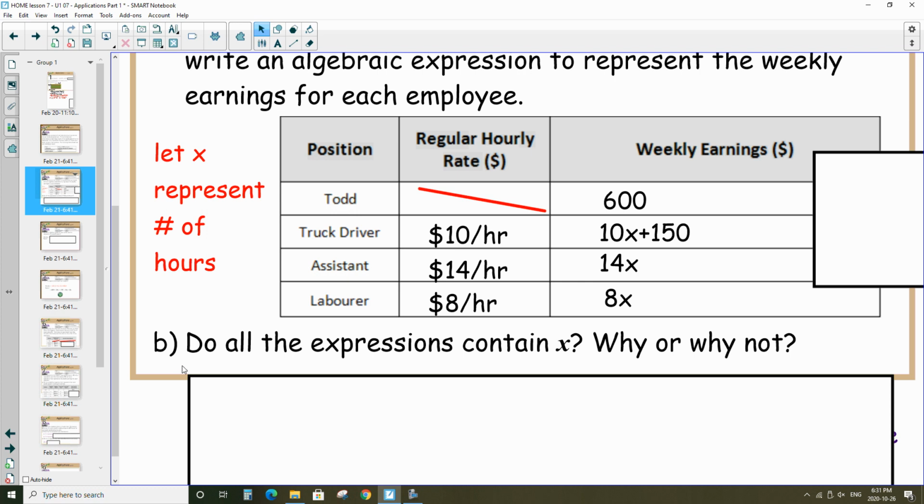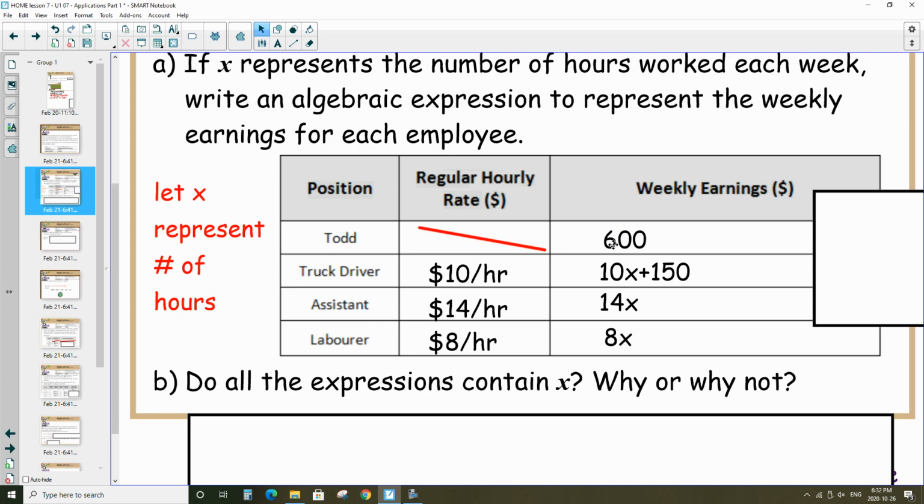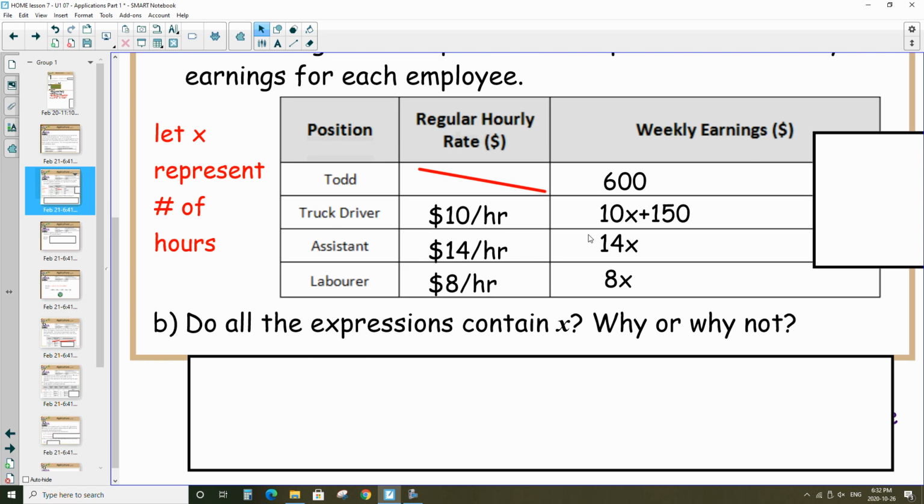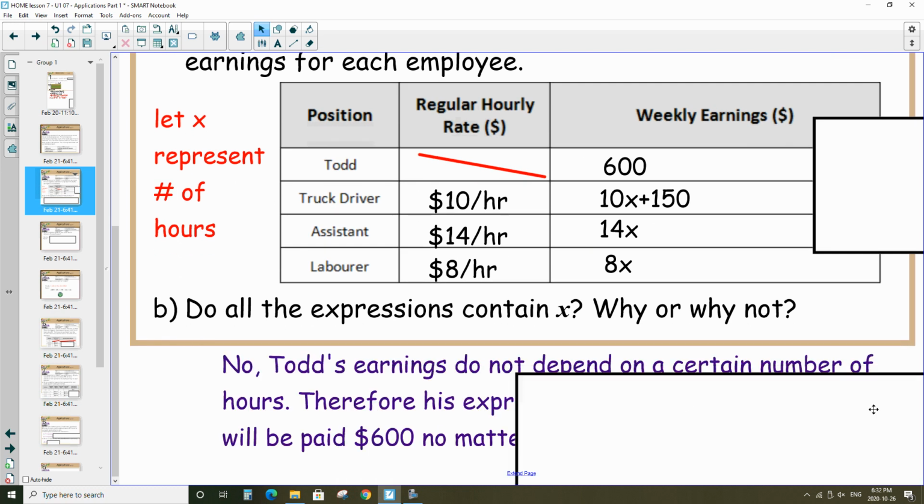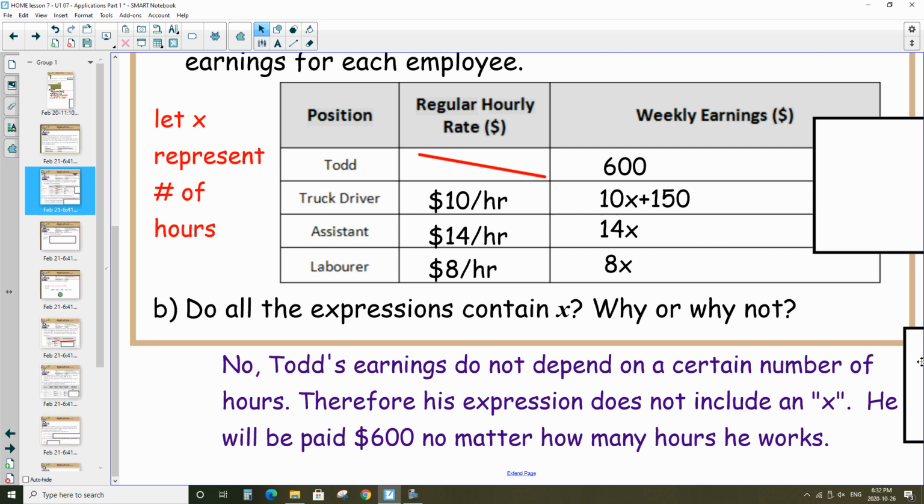B part said, do all the expressions contain X, or not? So you can see the last three contain an X, but the first one doesn't. The reason for that is because Todd's wage does not depend on how many hours he works. It is $600 regardless of how many hours he works. So no, Todd's earnings do not depend on a certain number of hours, therefore his expression does not include an X. He will be paid $600 no matter how many hours he works.